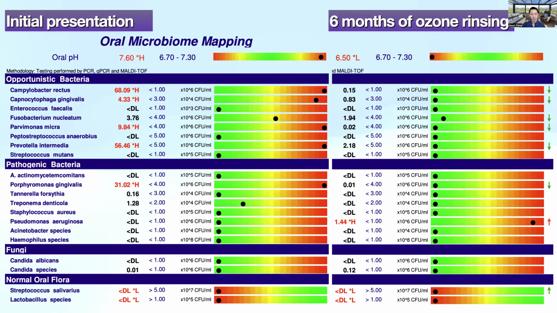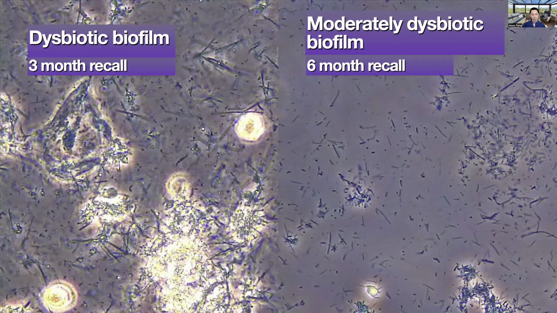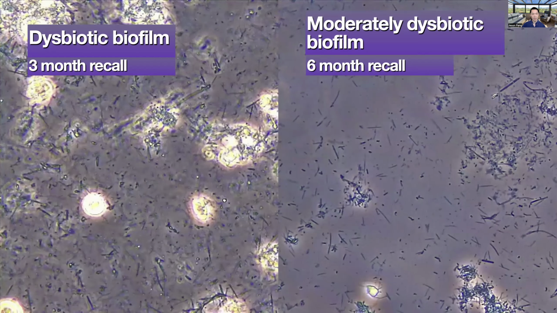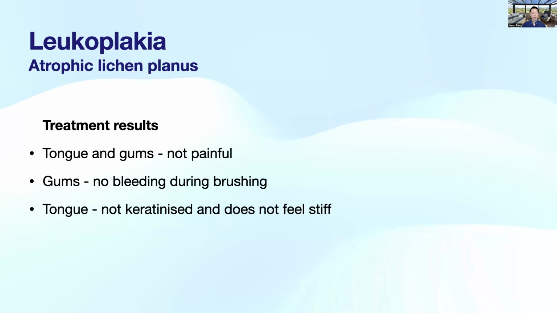6 of the numbers had improved, and there was only 1 that had gotten slightly worse. And that matches up with the changes to the bacterial screening that we can see. So very, very happy with that result. But for her, the tongue and the gums were no longer painful. Her gums were not bleeding when she brushed them. And the tongue didn't feel keratinized or stiff, which is the main problem that she was complaining of.